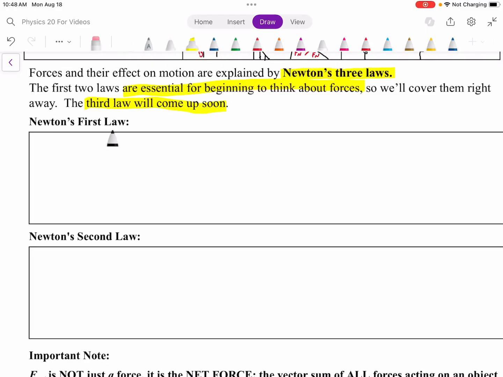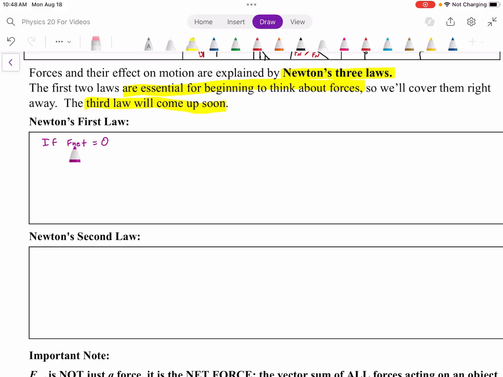So here is Newton's first law. Okay, I'm going to write it out simply and then we'll elaborate on it a bit first. All it is is this: if F net equals 0, F net is the net force, the total force acting on the object.